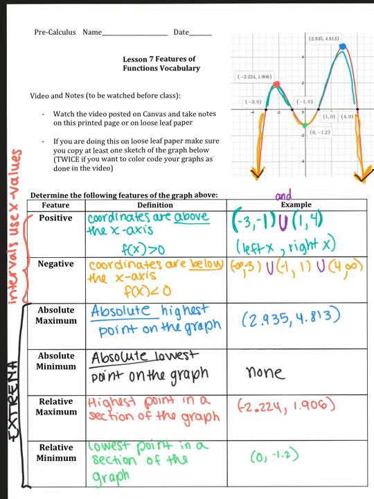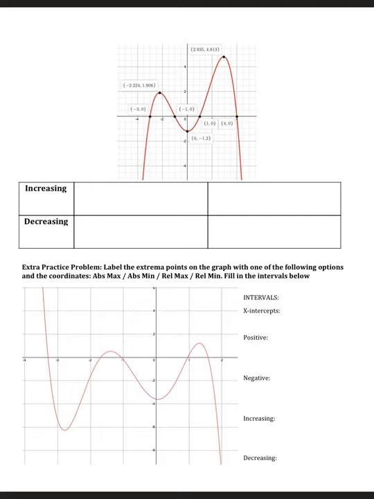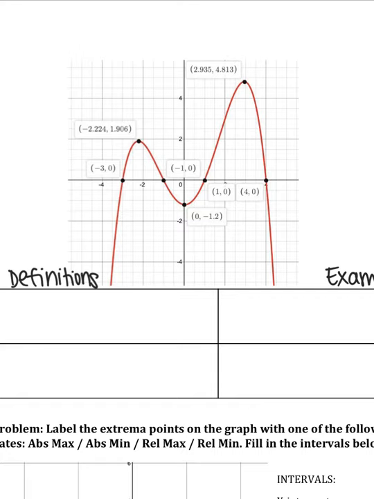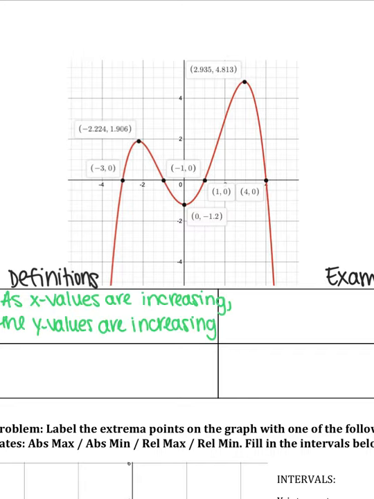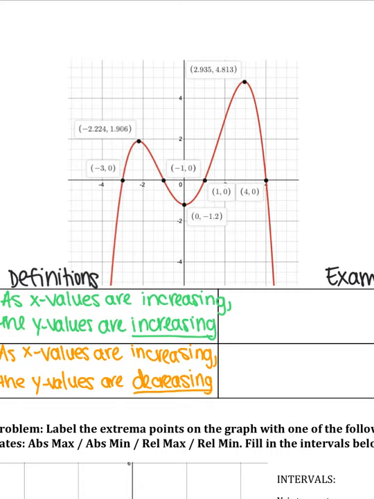The last features of a function we're going to look at in this video are increasing and decreasing. The definition for increasing for a function is, as the x values are increasing, the y values are increasing. While the decreasing definition is, as the x values are increasing, the y values are decreasing. So as you can see, both definitions are looking for as the x values are increasing. So that means we're reading our graph from left to right, and we're just trying to determine if the graph is going up or down.